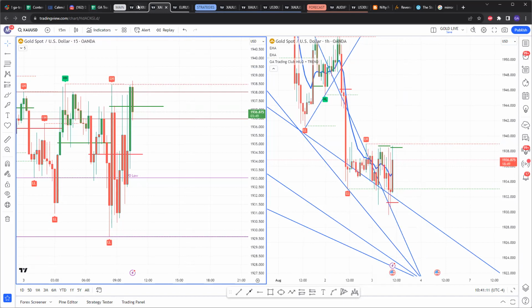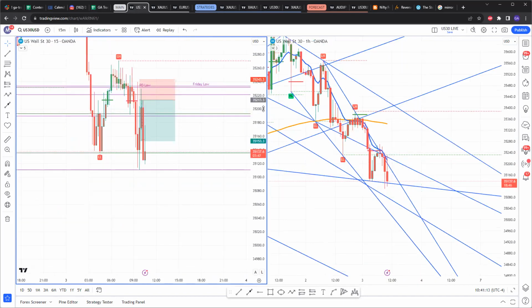Should have just stuck to US 30. Would have made that 0.5% instead of losing, but anyway, that's how it goes.